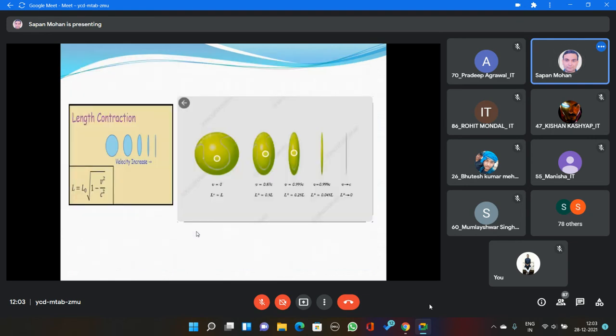Now see here, length contraction. This formula L equal to L naught root 1 minus v square by c square. As velocity increases in this direction, there is a change, and it becomes an ellipse. This is the picture I have taken from the internet, so you can see.